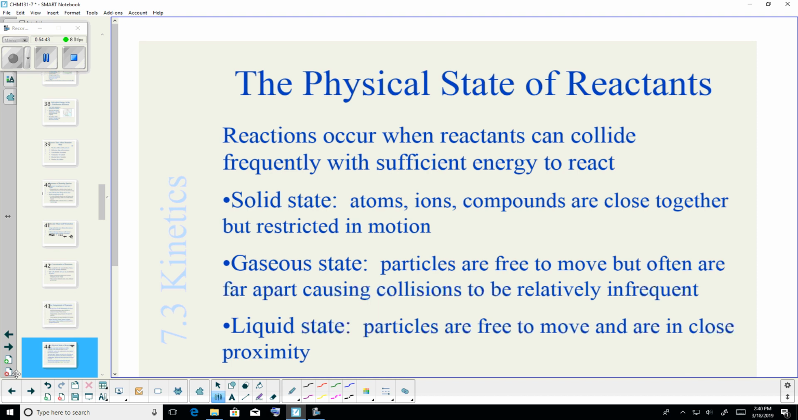Gaseous state, particles are free to move, but in the gas, what about the particles? They're free to move and they're moving around crazy, but when we say gas, they're far away. Gas is mostly empty space. So the odds of them hitting each other is pretty slim. It's pretty far apart. The liquid state, particles are free to move and are in close proximity. So most of the reactions we do are in liquid state.